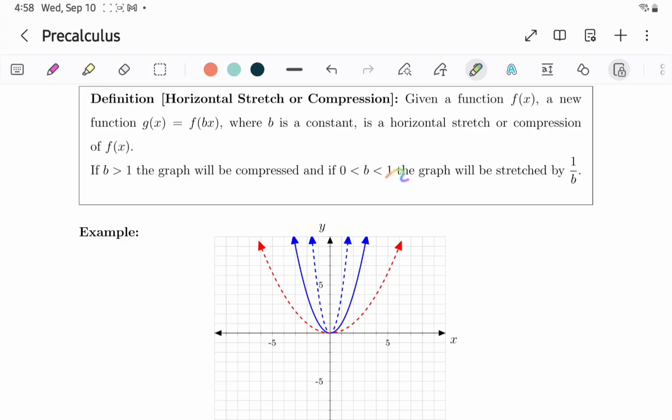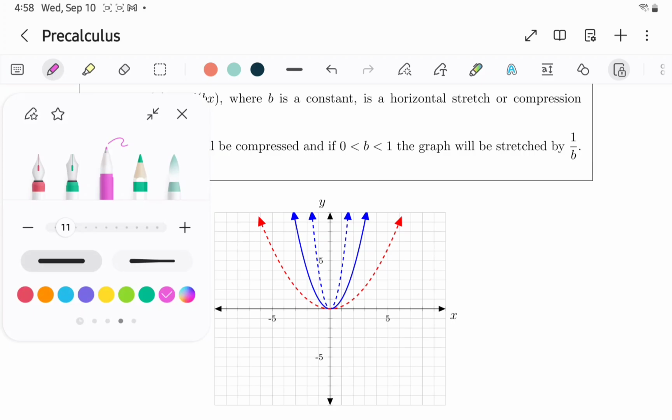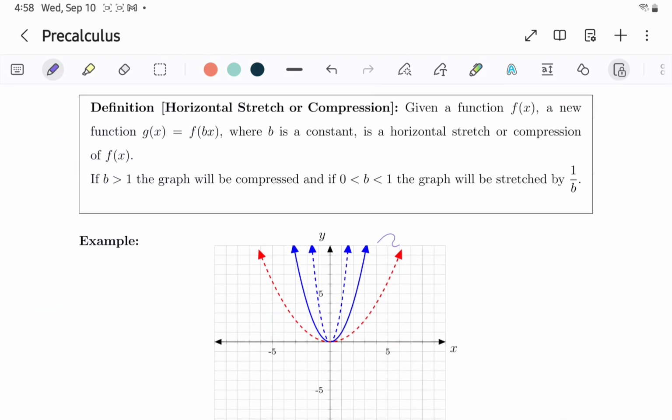So if b is between 0 and 1, well, then say b could be 1/2. So stretching by a factor of 1 over b, well, since b is 1/2, that would be 1 over 1/2, which is the same as 2. So it would be like stretching it out by a factor of 2. Okay. And so here, once again, we have an example for the horizontal stretch or compressions.